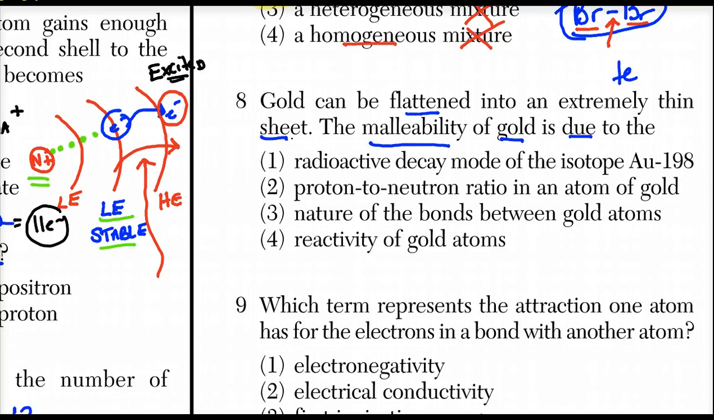Also explains why we can take metal and essentially make it into any shape. You can't do that with ceramics or non-metals. They tend to be brittle and break. So they're saying, well, what makes gold or other metals that are malleable able to be shaped or hammered into a thin sheet? Well, it's got nothing to do with the isotopes that are radioactive. Okay, if that was the case, every metal that we shape would be radioactive. So proton to neutron ratios, again, not an answer that we would use here because we're not talking about nuclear chemistry or reactivity.